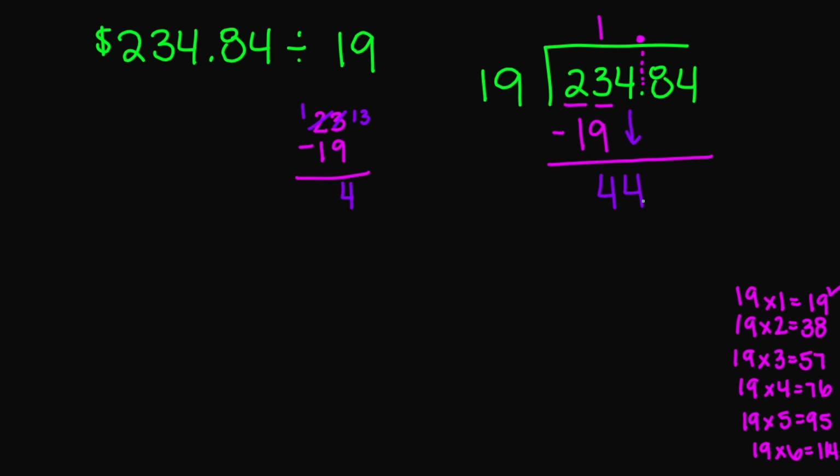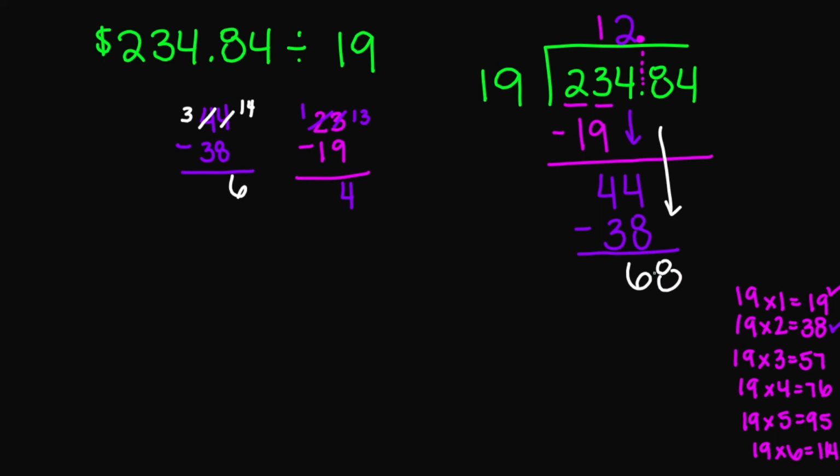19 goes into 44 now how many times? The closest number I can use is going to be 19 times 2. That equals 38. So I'm going to write a 2 on top here. 19 times 2 is 38. 44 minus 38. 4 minus 4 is going to give us a negative number. So I'm going to borrow. This 4 is going to become a 3. This 4 here is going to become a 14. 14 minus 8 is going to equal 6. And then 3 minus 3 is 0. So 44 minus 38 equals 6. I'm going to bring down this 8.